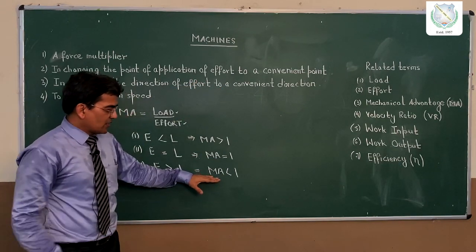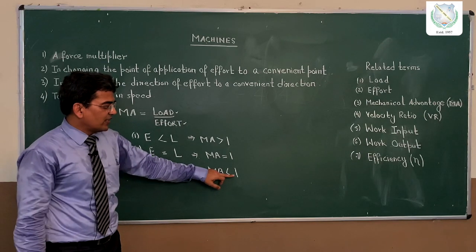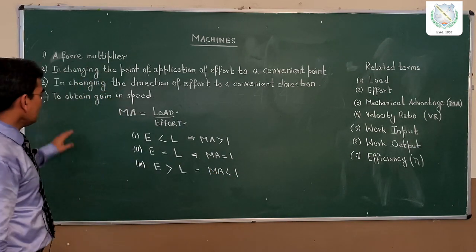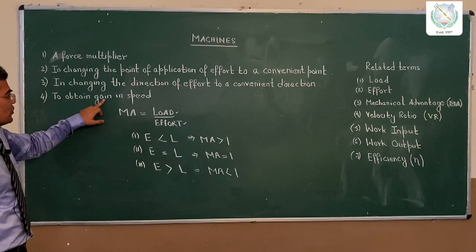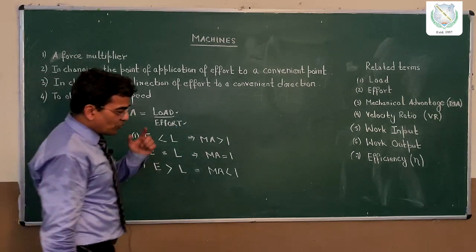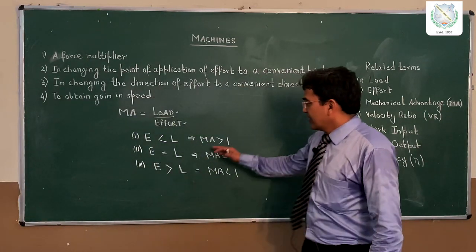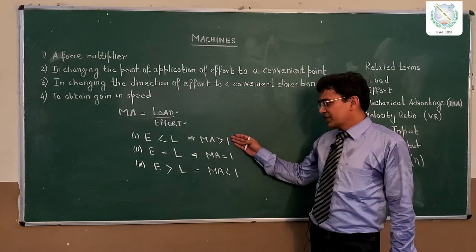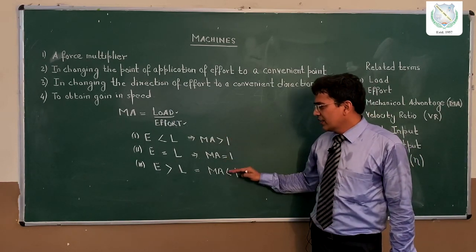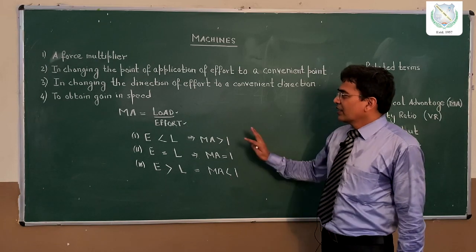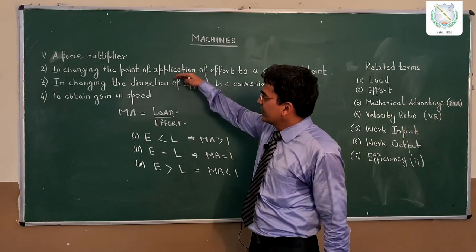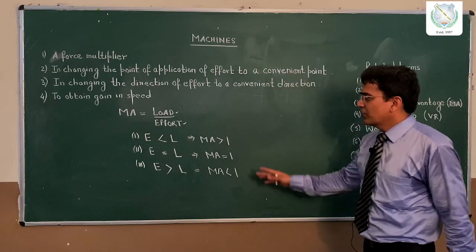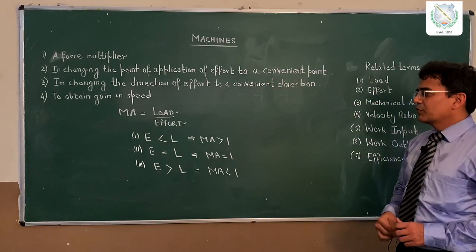Now in case the mechanical advantage of a machine is less than 1, we say that the machine helps us gain in speed. So these are the values of magnitude which may be greater than 1, less than 1, or less than or equal to 1, and we can apply these in these particular parts. So this was the term mechanical advantage.